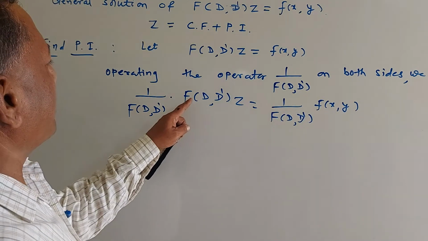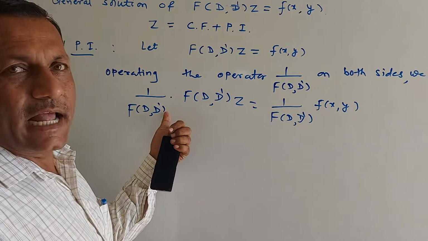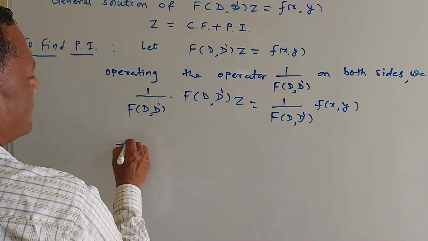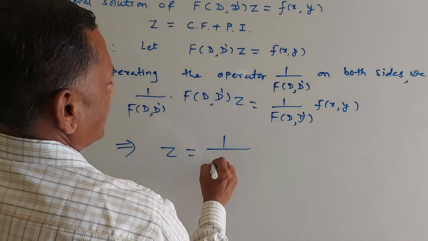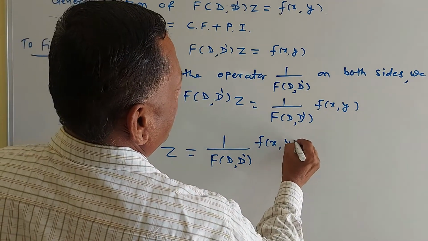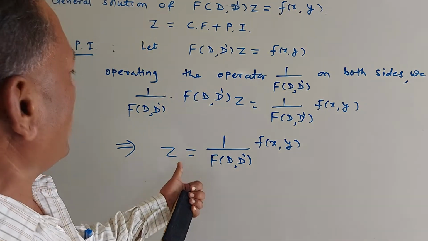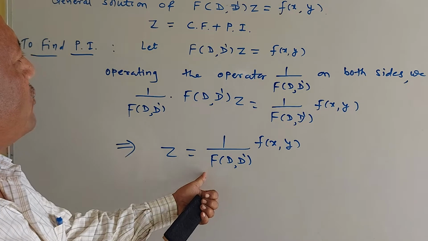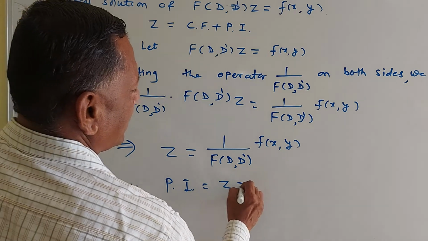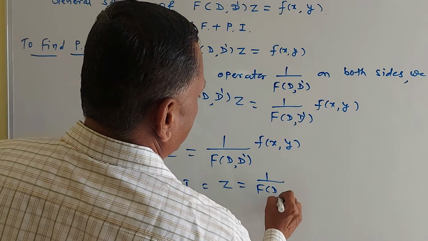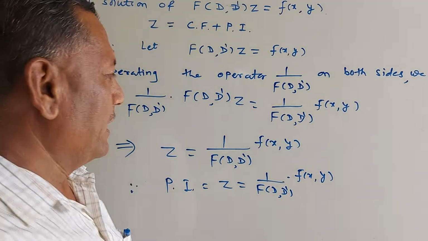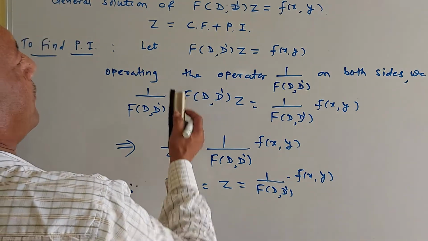So here f of D, D dash and 1 upon f of D, D dash are the inverse operators to each other. Therefore this can be written as z is equal to 1 upon f of D, D dash into F of x, y. Here the value of z so obtained is called the particular integral. Therefore the particular integral is the value of z is equal to 1 upon f of D, D dash into F of x, y, where F of x, y is any function in x and y variables.